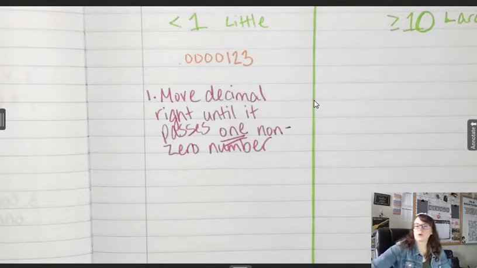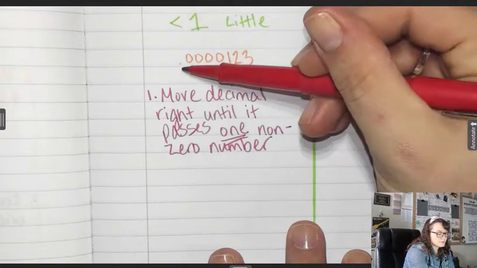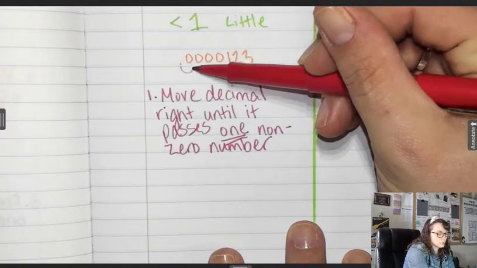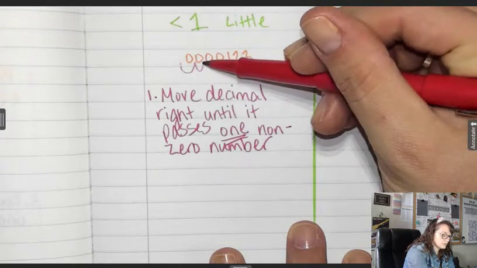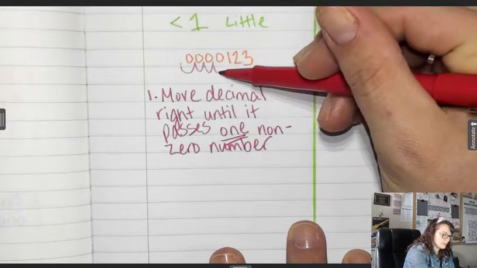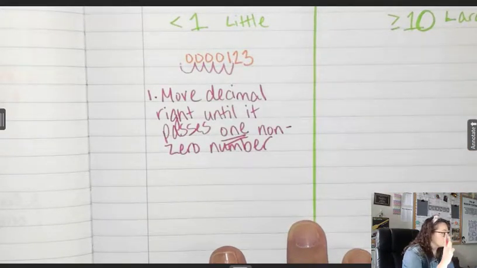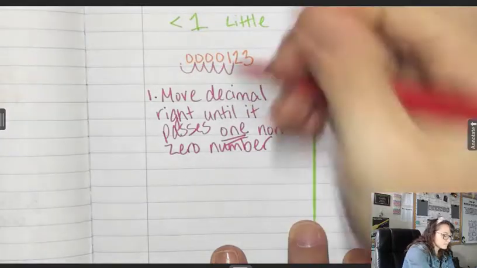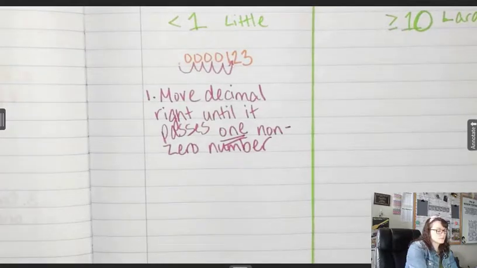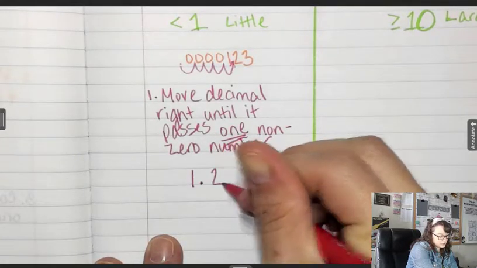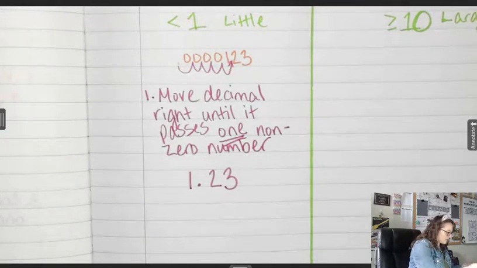One non-zero number. So I pick up my decimal. What number did I just pass? 0. What number did I just pass? Stop. That's where we stop. So what is my number now? 1.23. Okay? That's the first part.